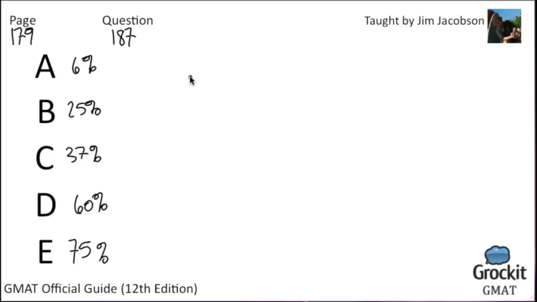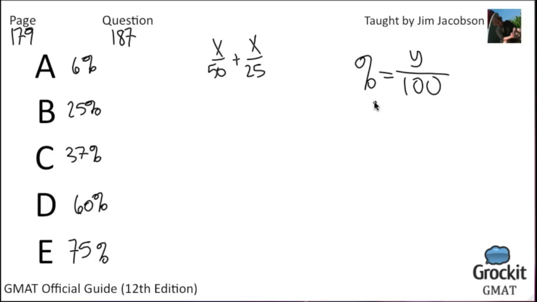Okay, so if x is greater than 0, x over 50 plus x over 25 is what percent of x? So x over 50 plus x over 25. Remember that percent equals, we'll use y because x is already being used, some number over 100. That's what percent means. It's a number per 100. The cent in percent is related to our word century. It's from the Latin word for 100. So percent is just shorthand for saying out of 100.